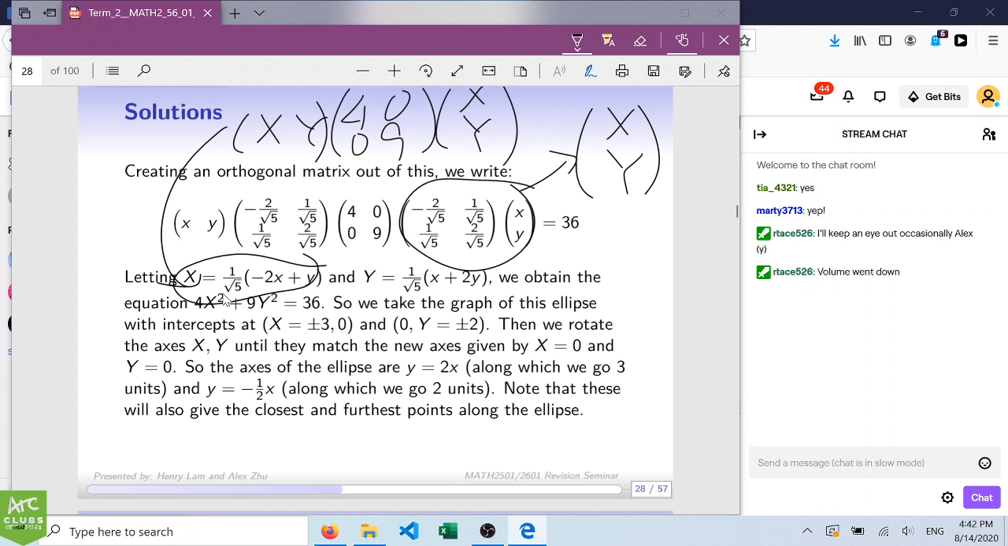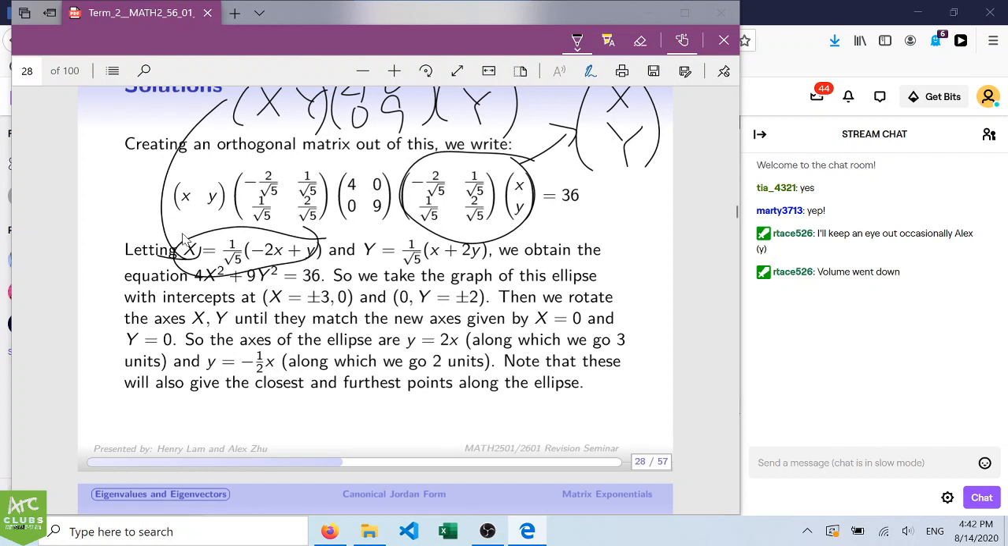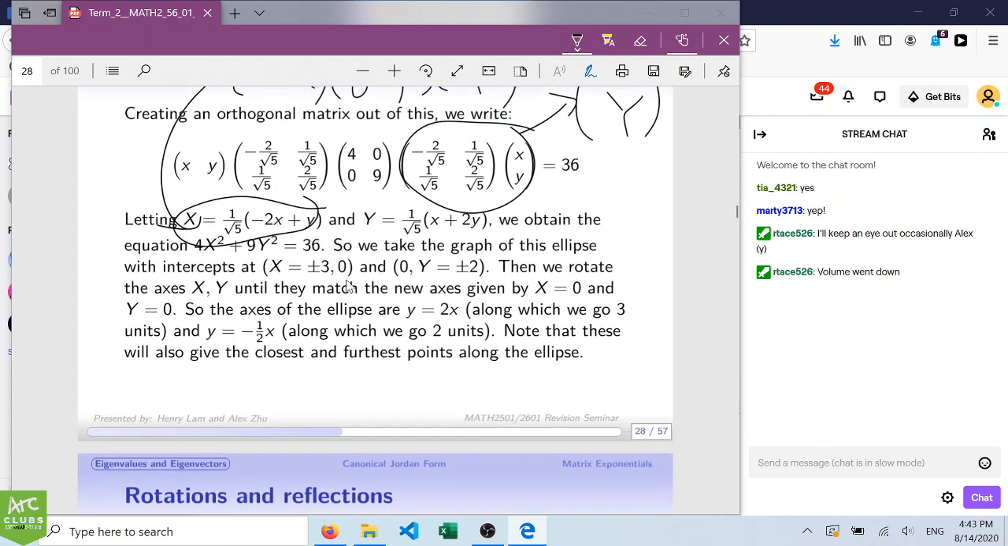And so the equation for, how do we know what the new axis is? We can pretty much look at it by letting x equal 0, because now we're only going to end up with the y-axis. Okay, so if we let x equal 0, you'll end up with the y-axis. That's pretty much how you can find the new axis.